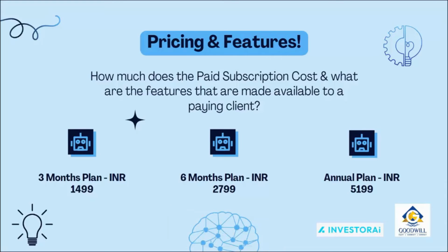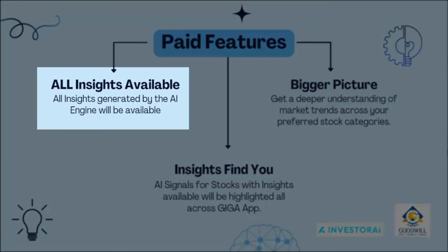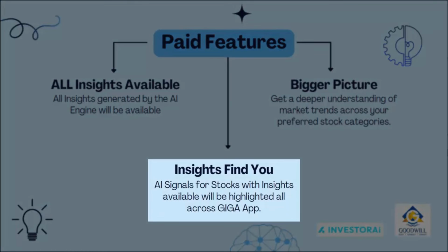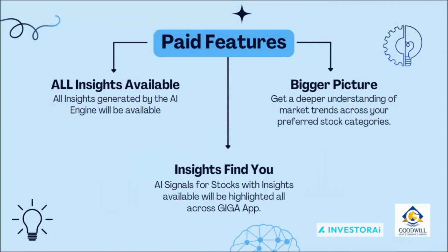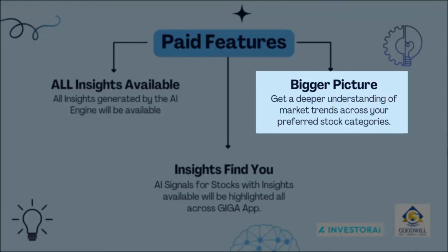The features for the paid subscription include access to all insights generated by the AI engine. Insights find you, wherein AI signals appear all across the GIGA app. For example, in your dashboard next to news events related to a script, the AI signal will show up in case an insight is generated for it. Watch list or basically anywhere in the app where said script is available, it will be highlighted by an AI tag. InvestorAi can also be used to get a bigger picture of market trends across your preferred stock categories.